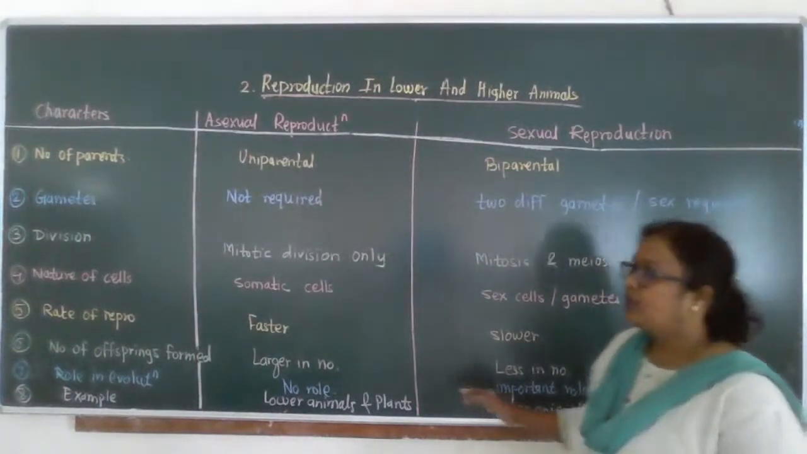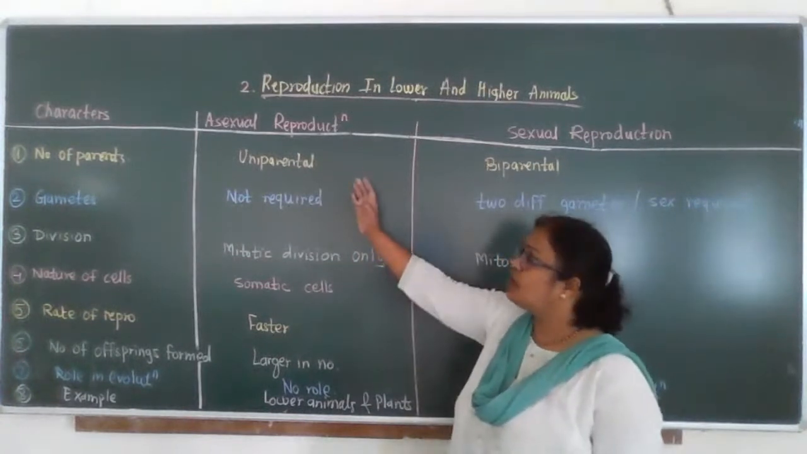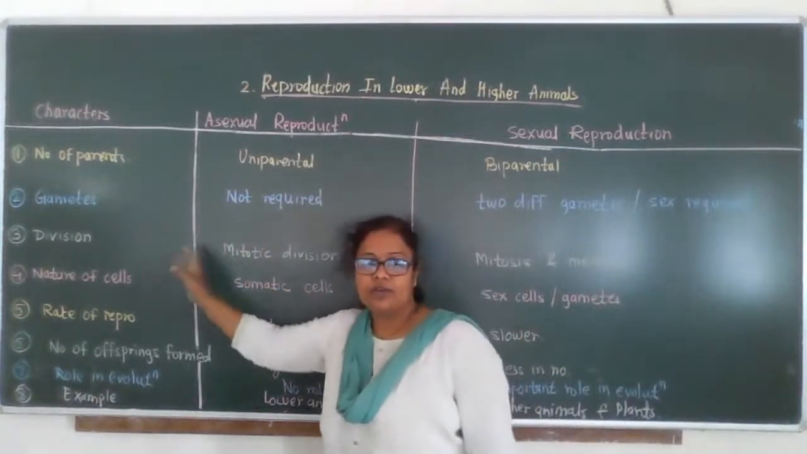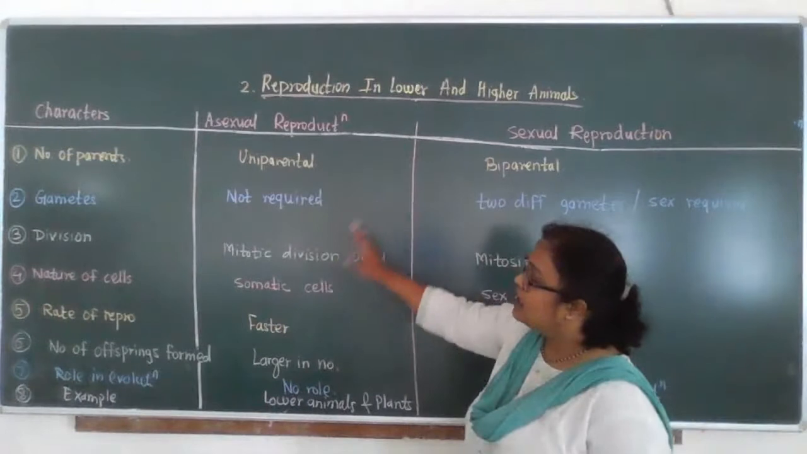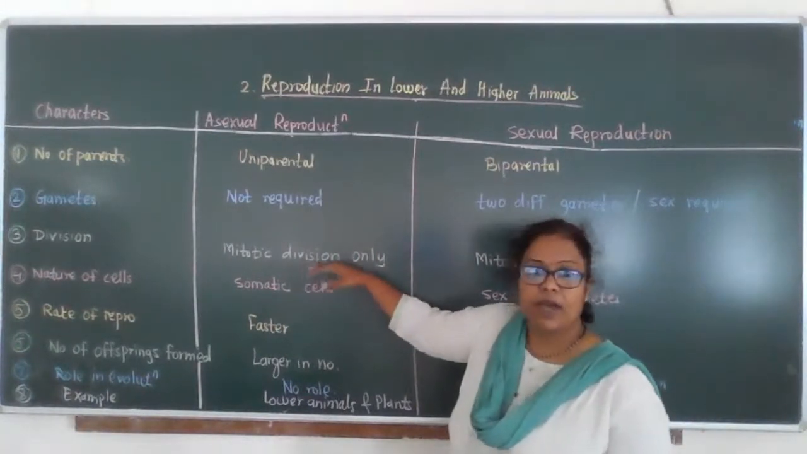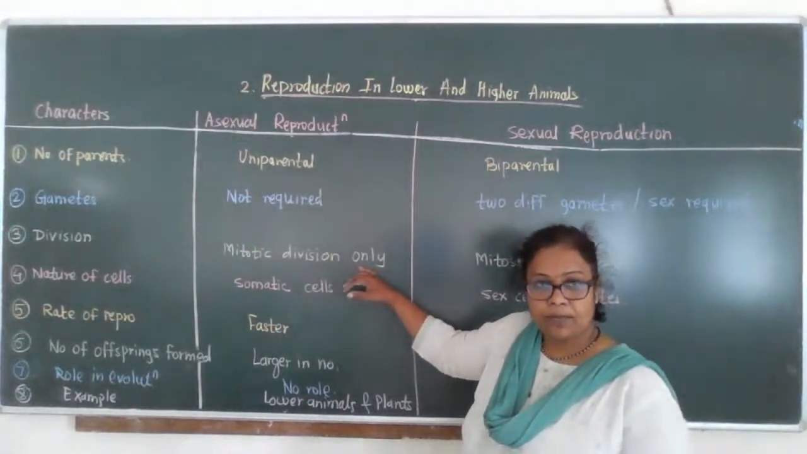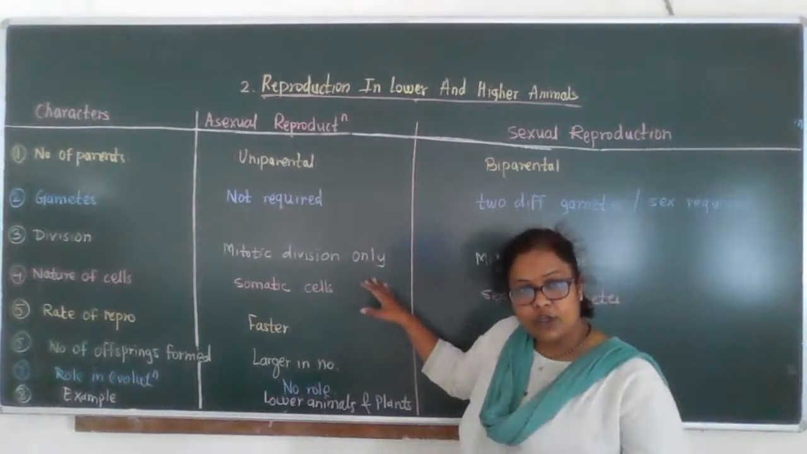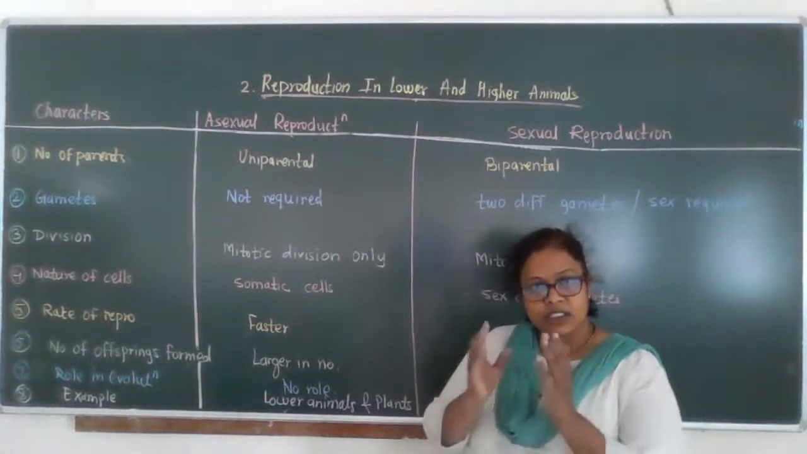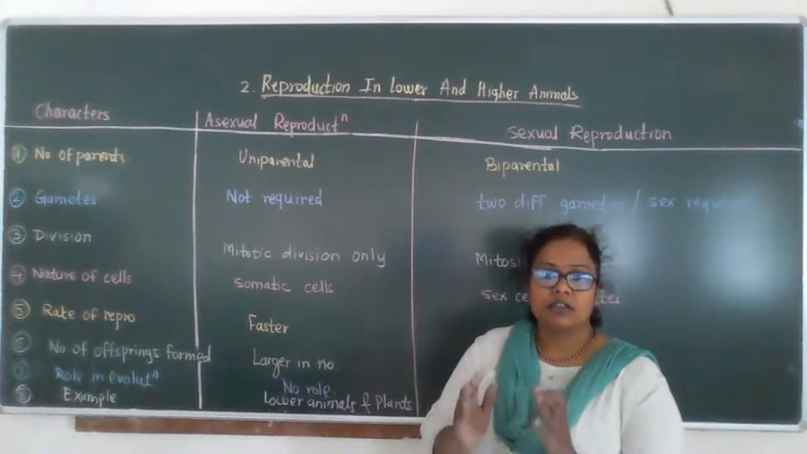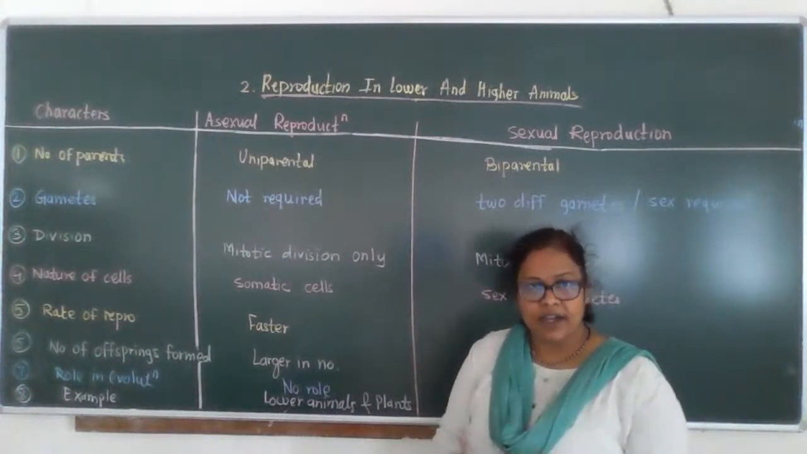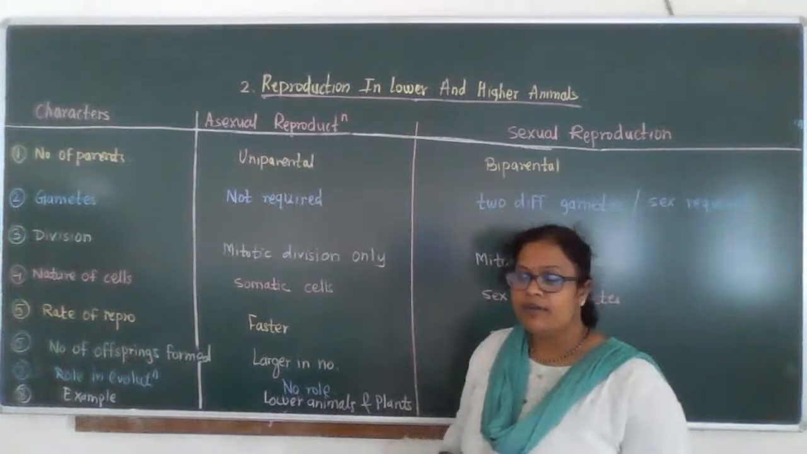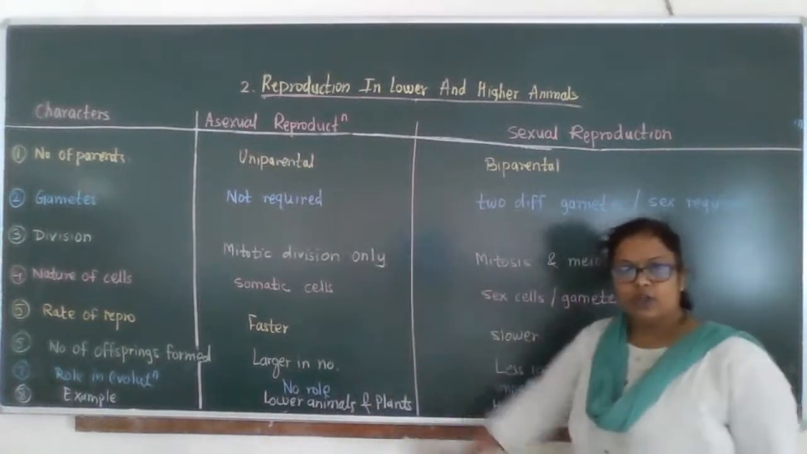Then the division. Which division takes place in asexual reproduction? Only mitotic division occurs. During asexual reproduction, by mitotic division, the somatic cell of the single parent gets divided to form a number of offspring.